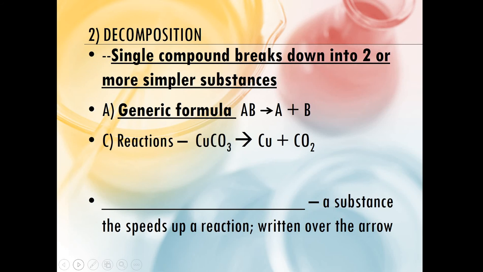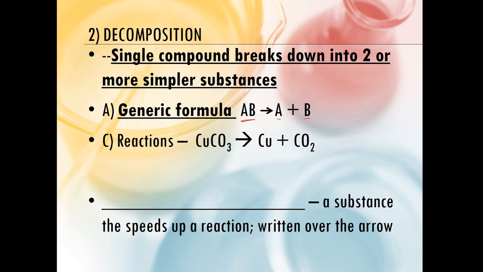Then we have what is called decomposition. Think of when something decomposes: it breaks down. When an animal decomposes, it breaks down into gases. So decomposing is when you take one complex thing and you break it into simpler things. For example here, we have AB, so one compound is going to break into 2 smaller things.